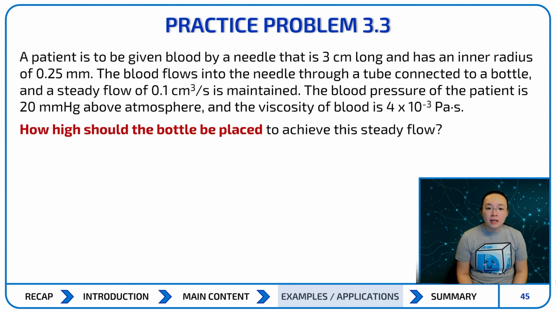Practice problem 3.3 is a little bit harder. It requires a bit of knowledge about Bernoulli's equation as well as blood flow. So it's related to an injection. A patient is to be given blood by a needle that's 3 centimeters long and has an inner radius of 0.25 millimeters. You're looking at blood flow into the needle, and you're also looking at steady flow from a bag, or an IV bag, above the body. So you're trying to figure out how high the bottle or the bag should be placed to achieve this steady flow.